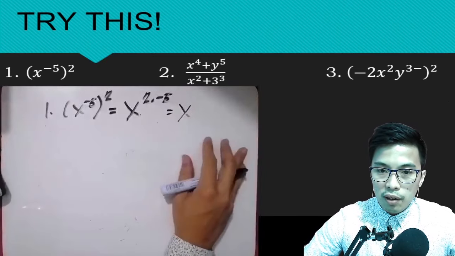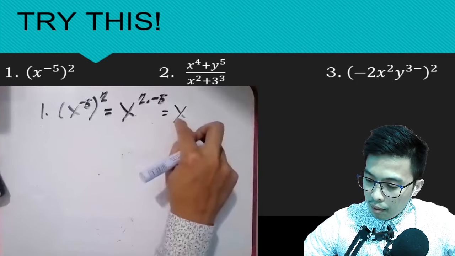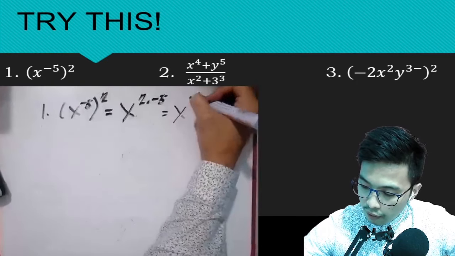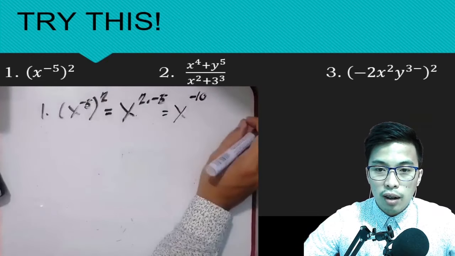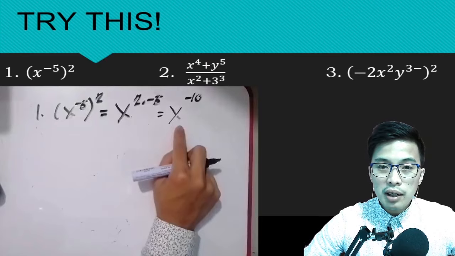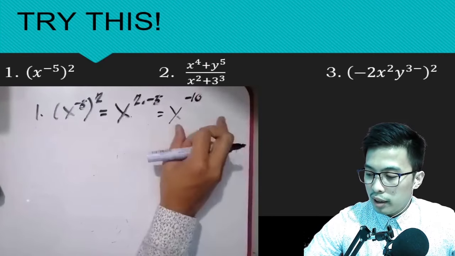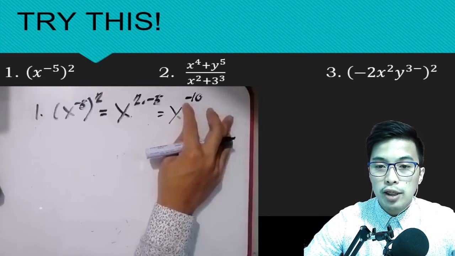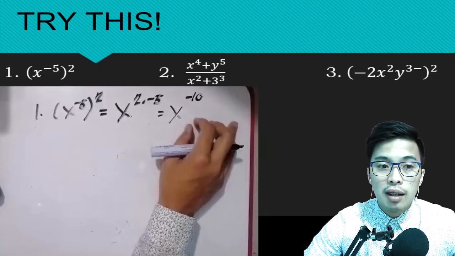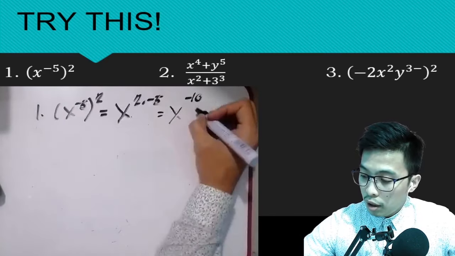Okay, so the simplified form of this is, copy the base, which is x. 2 times negative 5, that is negative 10. Alright, that is negative 10. Okay, again, sabi ko kanina, any exponential numbers, okay, that has negative exponent is not yet simplified. So now we apply the last law that we've discussed, which is the negative exponent rule.